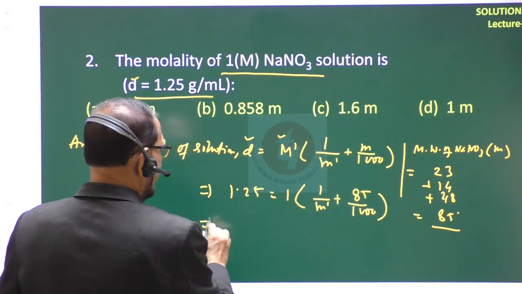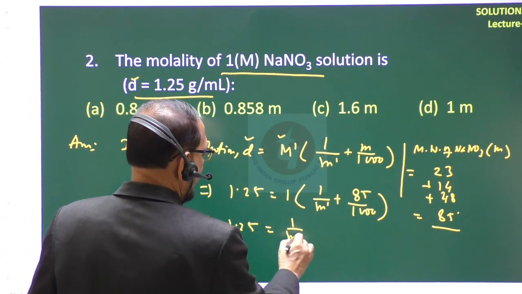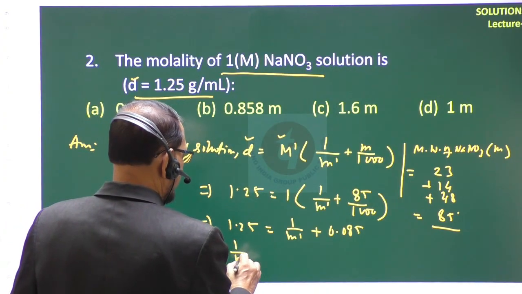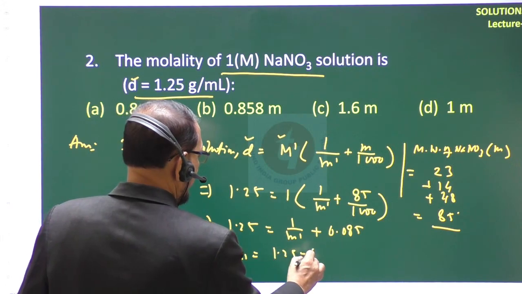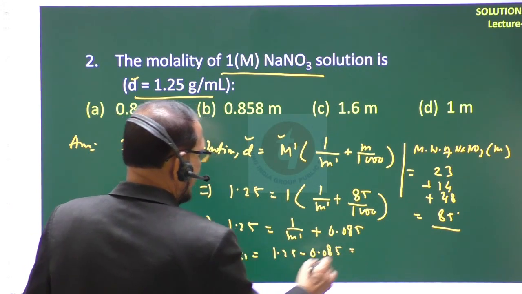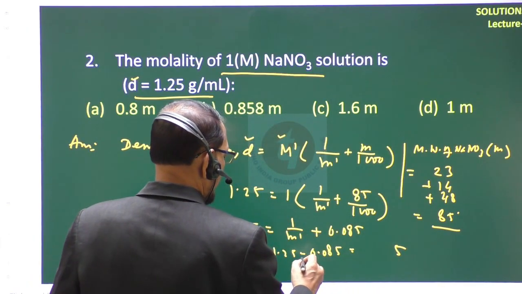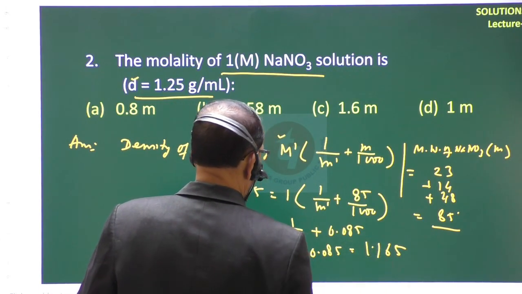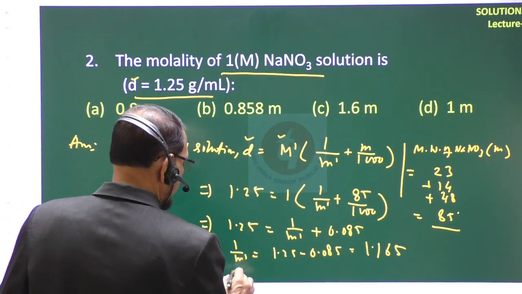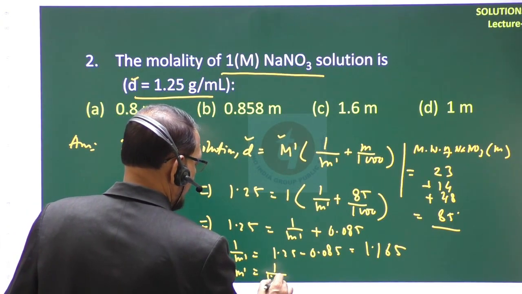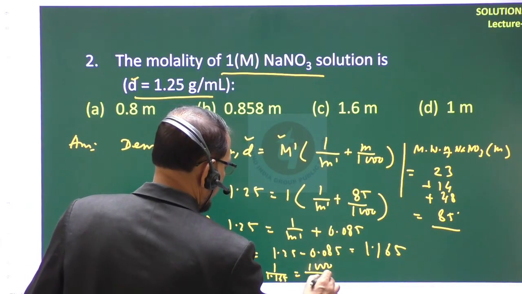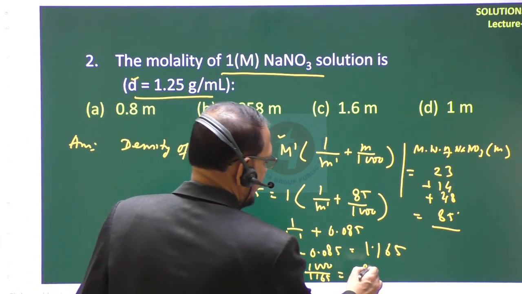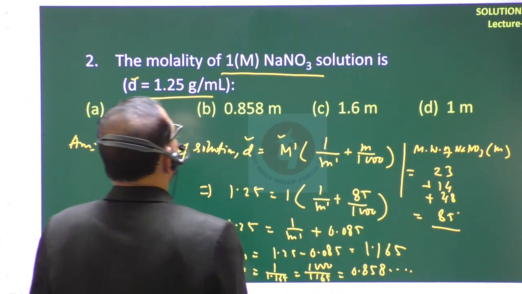So how will we calculate easily? 1.25 is equal to 1 by m dash plus 0.085. Now 1 by m dash is equal to 1.25 minus 0.085, which is 1.165. Therefore m dash is equal to 1 by 1.165, that is 1000 by 1165. It will come to 8.58 something. So it is option number B.